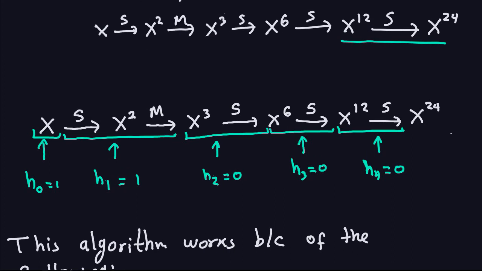Now, if you wonder why the algorithm works the way it's working, I always write x to the 24. And if you start with another power and you find the binary representation of that power and you apply this algorithm, then you will end up with the answer.